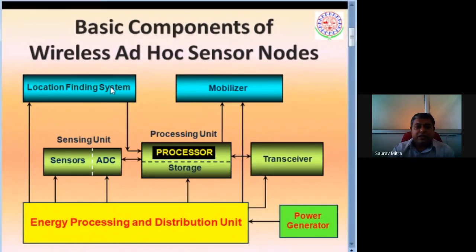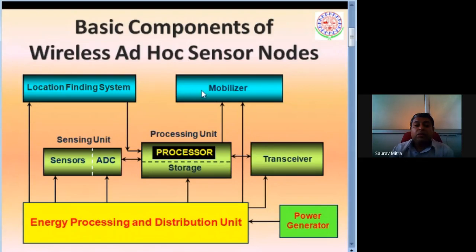Above these two things, the blue ones, these two blocks are called special blocks. They are the mobilizer and the location finding system. For the location finding system, you can use GPS kind of a thing. So every sensor would know exactly its own location, and every sensor would also know, by collaborating with each other, which sensor nodes are near around it. So the location finding system is a special unit. Some sensor nodes might have a location finding system in them.